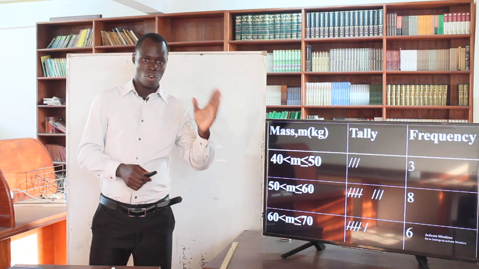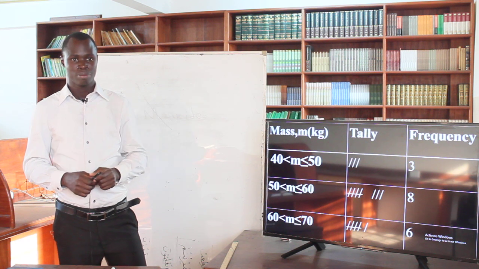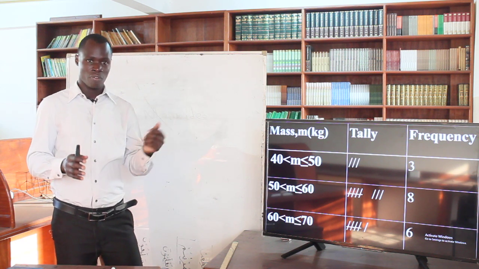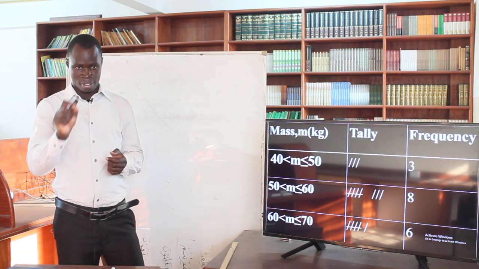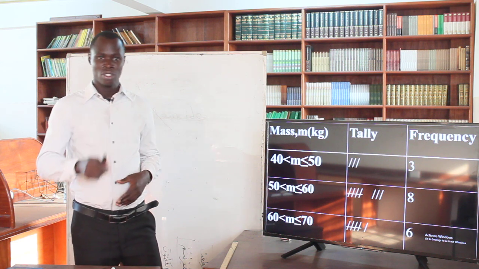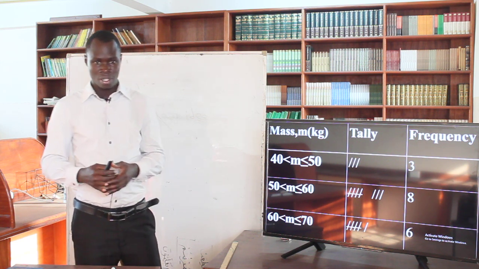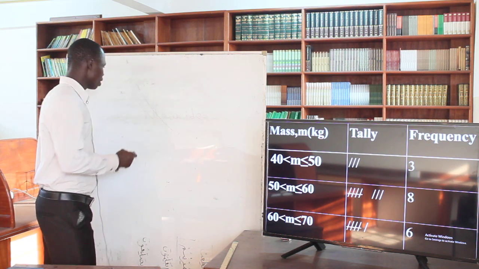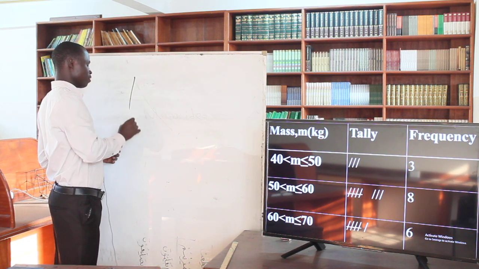Then we are saying that the number has to be greater than 40, but it has to be equal or less than 50. Then next, it is greater than 50 and equal or less than 60. So in tally, you just draw some things which you can see.